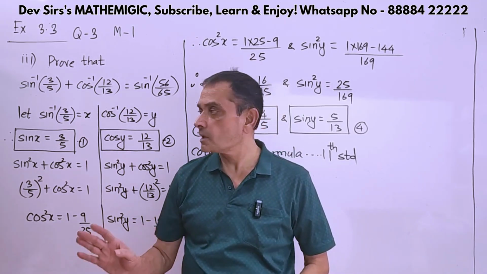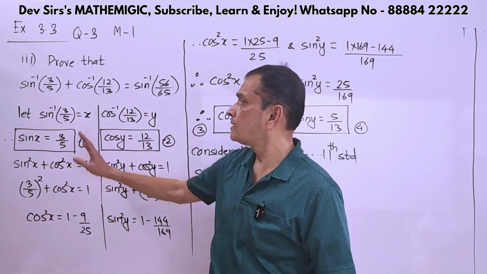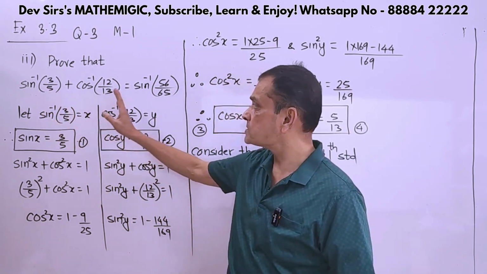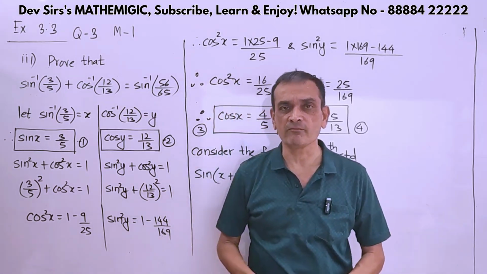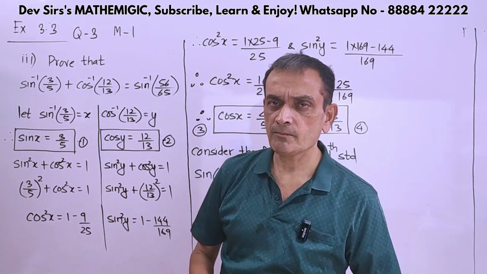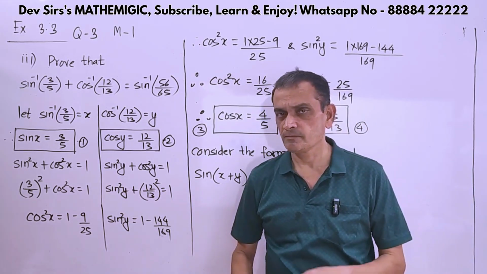So the problem is this. Prove that sin inverse 3 by 5 plus cos inverse 12 by 13 is equal to sin inverse 56 upon 65. Looks complicated, but it is not. Let us see the steps.